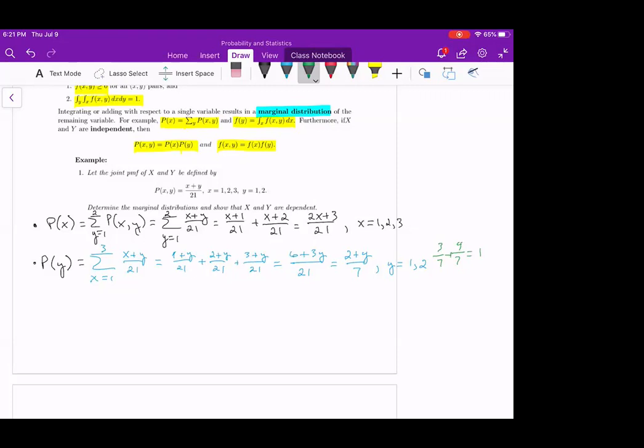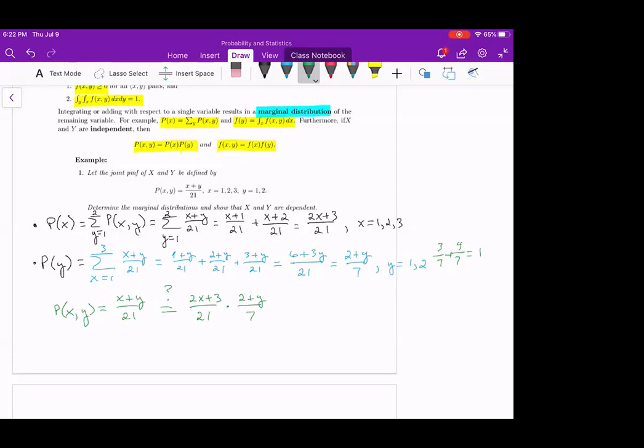So we've got our two marginals, and now we need to show that they are dependent, which means we want to show that they don't satisfy the independence criteria. On the left, P of x comma y is given as x plus y over 21. We want to know, is this equal to P of x, which is 2x plus 3 over 21, times P of y, which is 2 plus y over 7, if you use the simplified form?